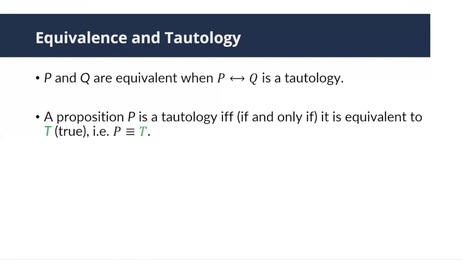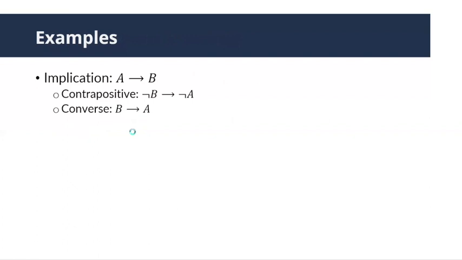On the other hand, if we know P is equivalent to true, then we know that P and true always have the same truth value. In other words, P is always true. Then by definition of tautology, we know P is a tautology. Next, let's look at some examples of how we can check two propositions are equivalent.